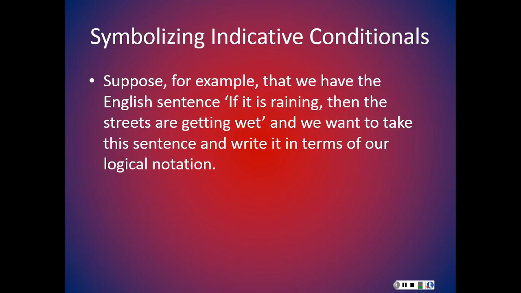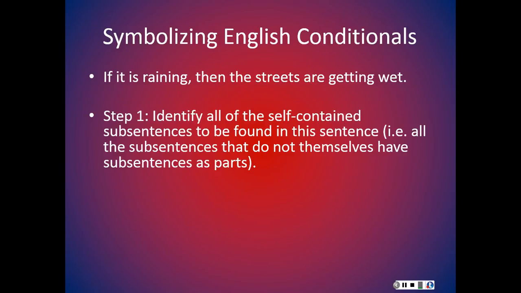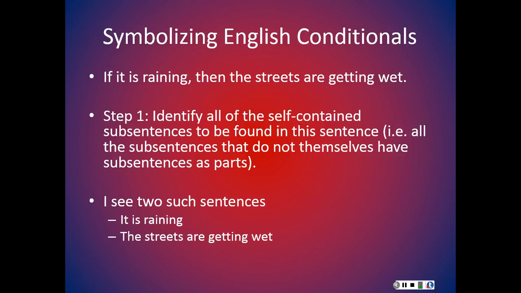Now, suppose that we have the English sentence, if it is raining, then the streets are getting wet. And we want to take this sentence and write it in terms of our logical notation. The first step is to identify all of the self-contained sub-sentences to be found in this sentence. That is, all the sub-sentences that do not themselves have sub-sentences as parts. So I see two such sentences. The first is, it is raining, and the second is, the streets are getting wet.